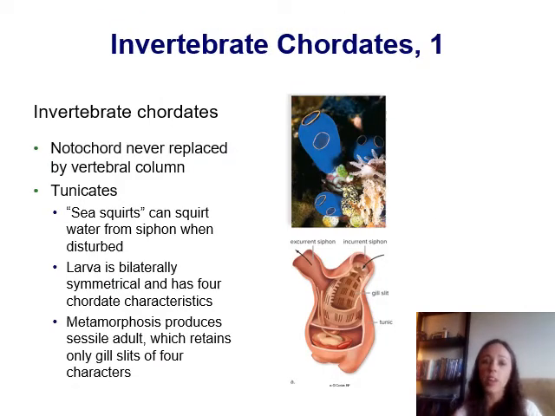Some chordates do not develop into vertebrates, like the tunicate and the lancelet. Tunicates live on the ocean floor and are also called sea squirts because they squirt water from their siphons whenever they're disturbed. The larva of tunicates has all 4 chordate characteristics, but will lose all of these characteristics except the gill slits as an adult. As an adult, the tunicate remains stationary and will gather food from the water as it filters it through the siphons.